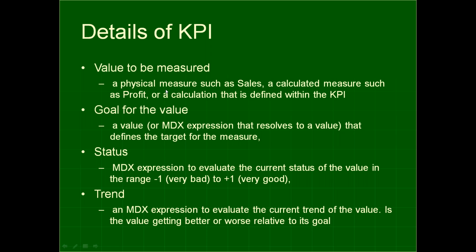Now, what are the things that need to be taken into consideration? Value to be measured: a physical measure such as sales needs to be input, and the goal. So what is the goal you would like to have for that sales? Based on that, you're going to get status and trend as output. Status is an MDX expression to evaluate the current status of the value, ranging from -1 to +1. Trend is an MDX expression to evaluate the current trend of the value. Is the value getting better or worse relative to its goal?